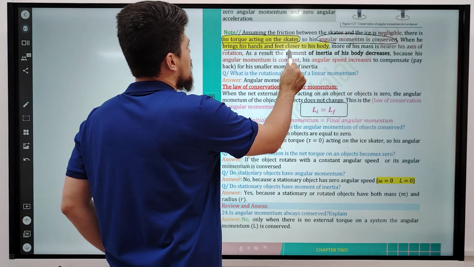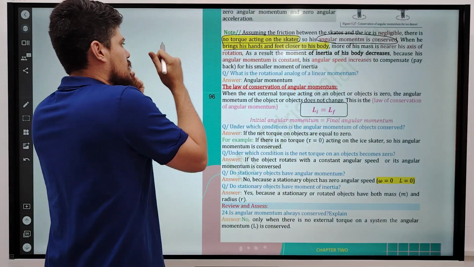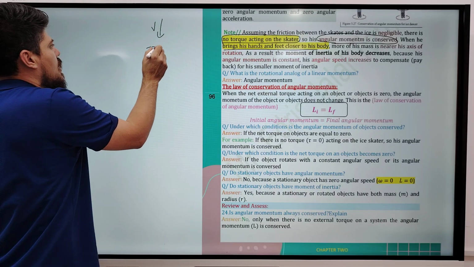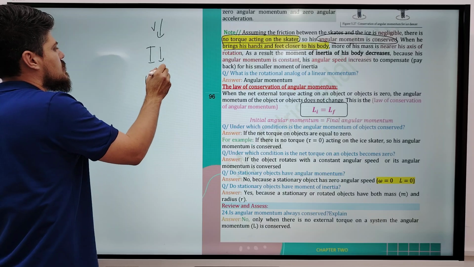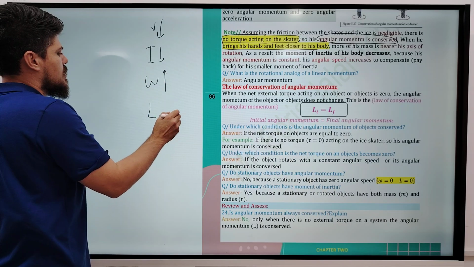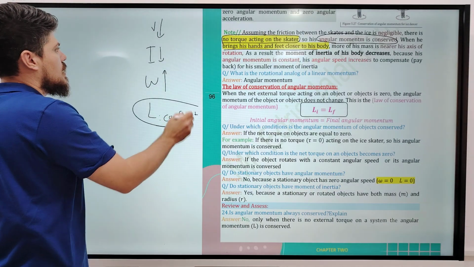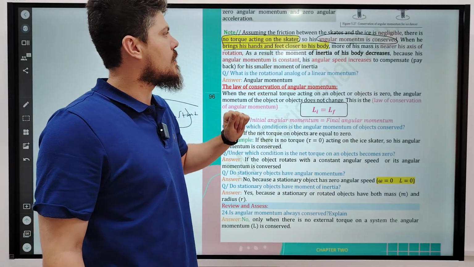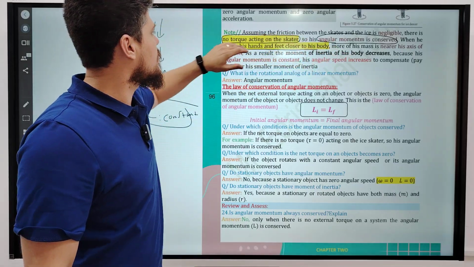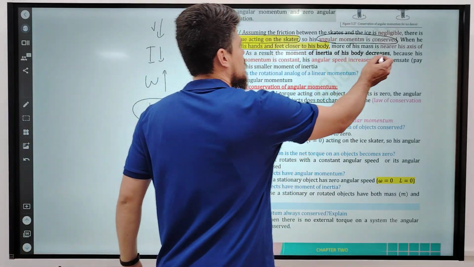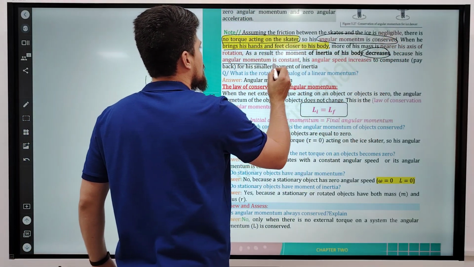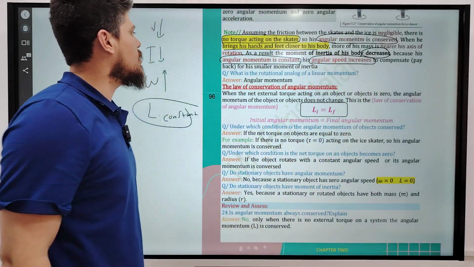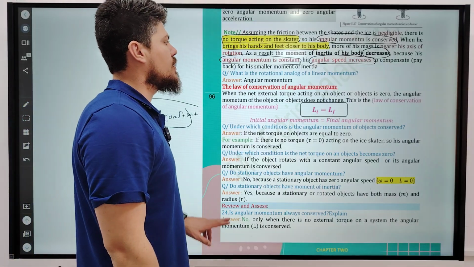When he brings his hands and feet close to his body, what do I mean by close to his body? It means that R decreases, I decreases, but angular speed increases. L is constant. In the case when he closes his hands and feet to his body, more of his mass is near the axis of rotation, as a result, the moment of inertia of his body decreases. Because his angular momentum is constant, that is why the angular speed must increase to compensate, or pay back, for the smaller moment of inertia.